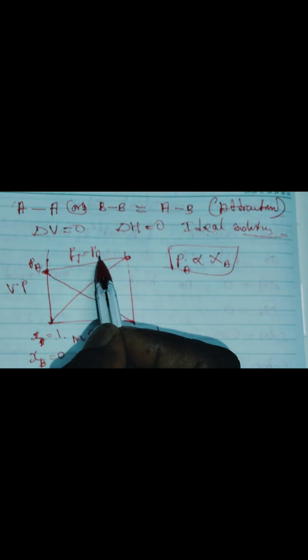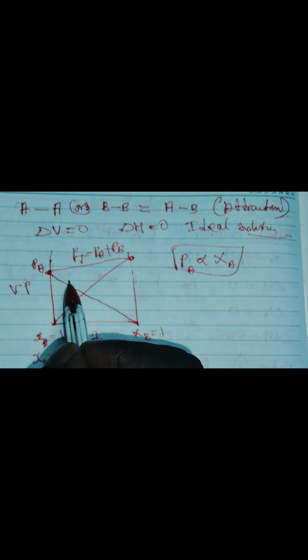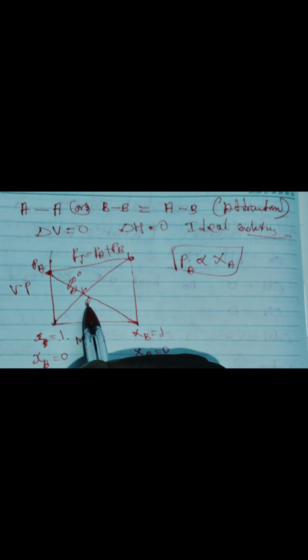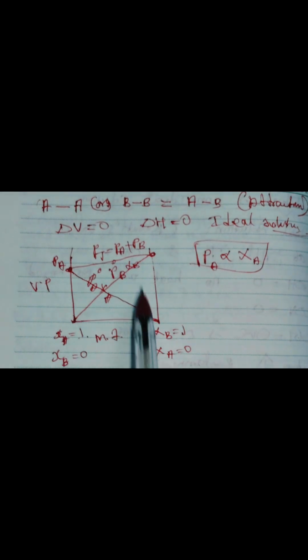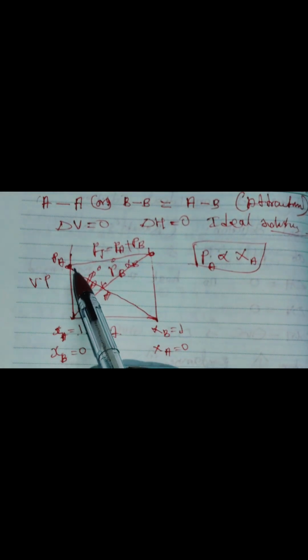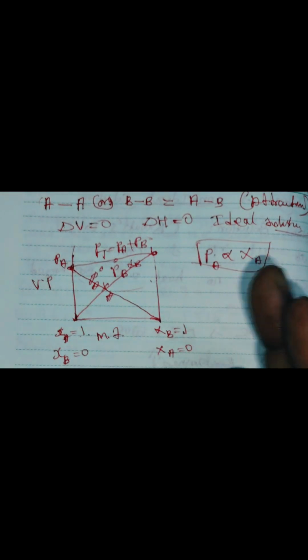These two give the total pressure. Total pressure is equal to the partial pressure of A plus the partial pressure of B. The partial pressure of A is P naught of A times X of A, and that of B is P naught of B times X of B. Now see this graph: no volume is expanded or decreased, and similarly the change in enthalpy is zero.